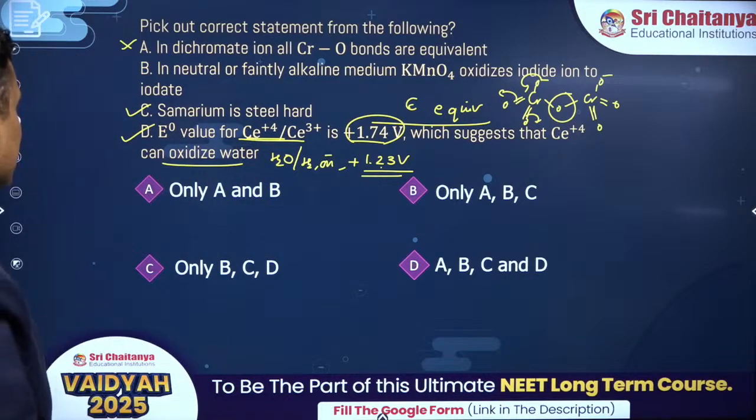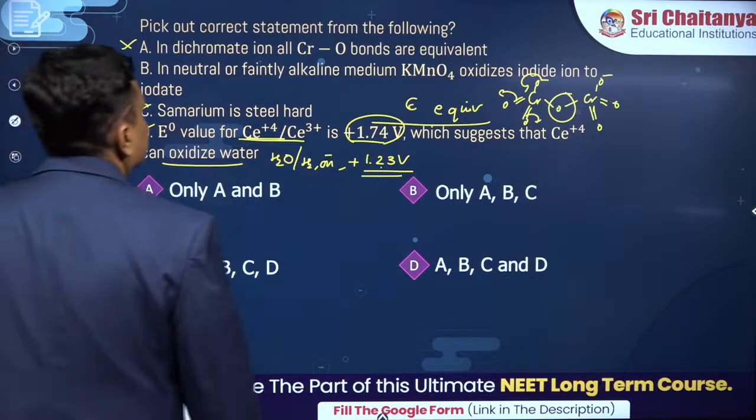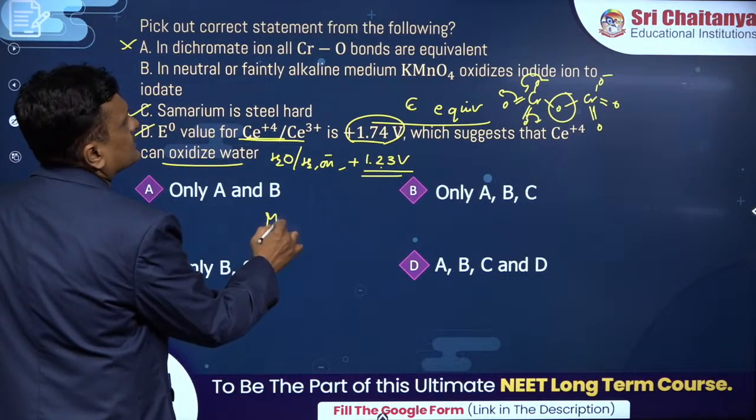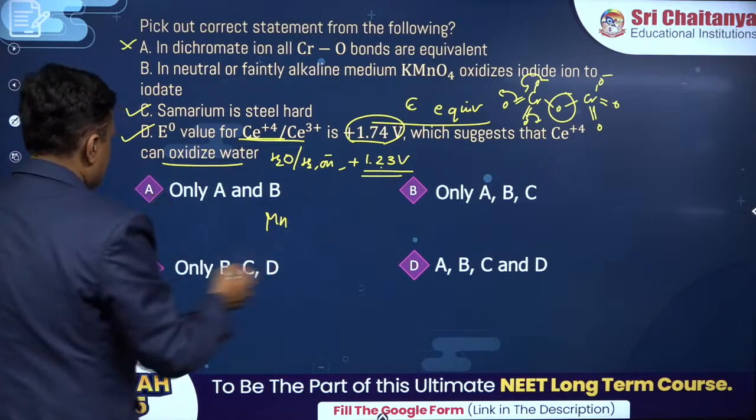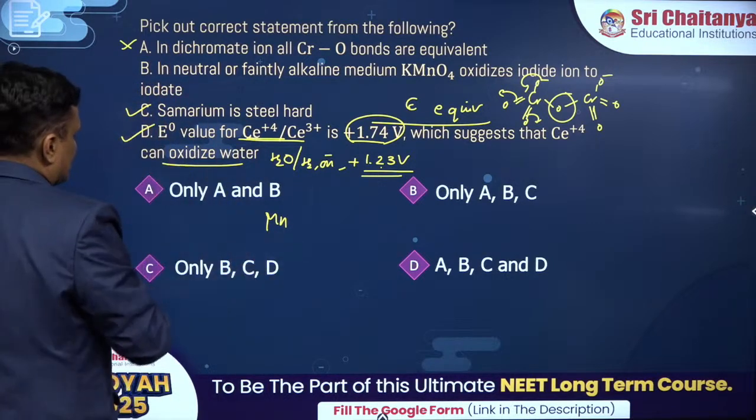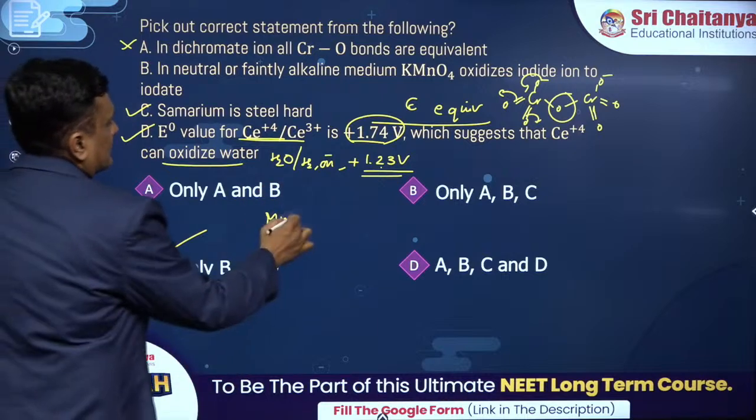So C and D are correct. I believe B also may be correct. You have to assess that like that, because you see in the options you have C and D correct as this and this, and A is wrong. That means only one option left. That means MnO4.